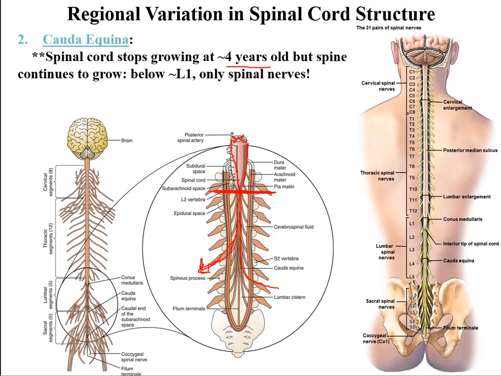So if you were to take a section through whatever is in the vertebral canal way down here, what you would see is just a bundle of spinal nerves. And so that bundle is called the cauda equina. Cauda for tail, right? The caudal region is the tail region, equina for horse. So this is called our horse's tail.